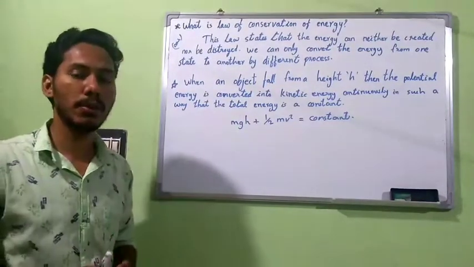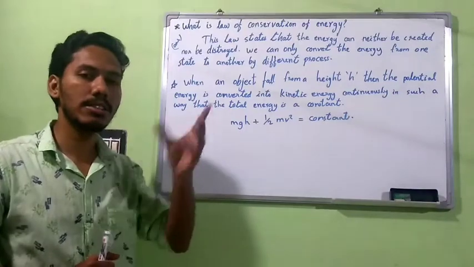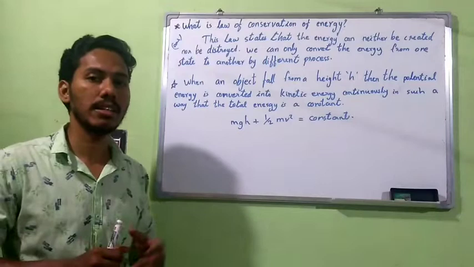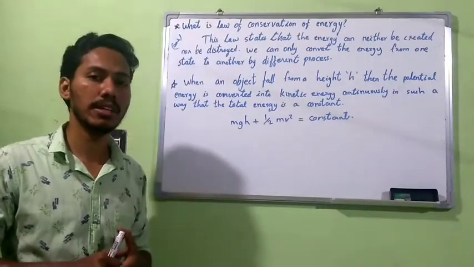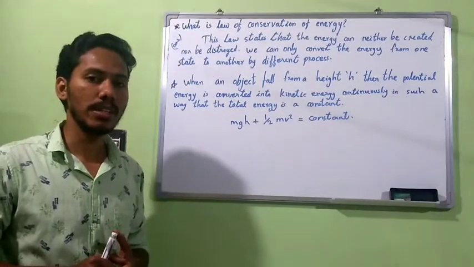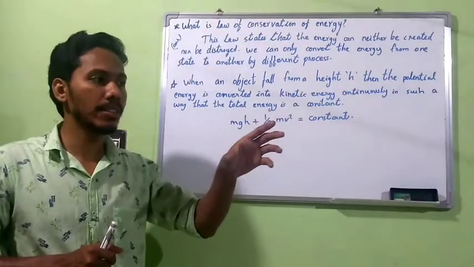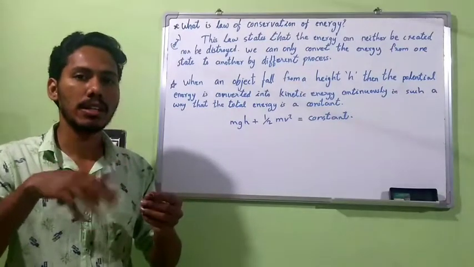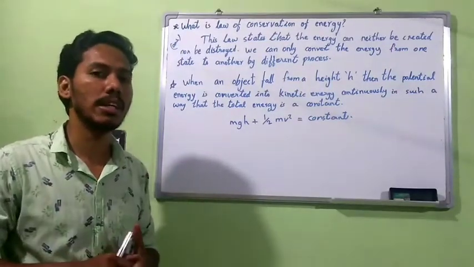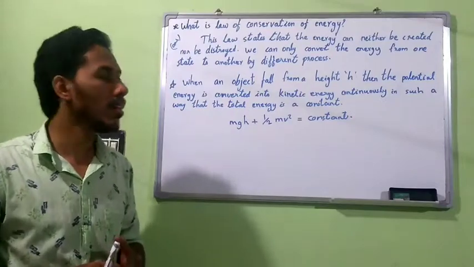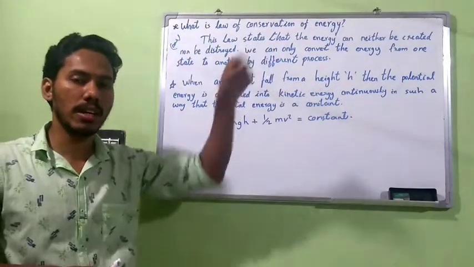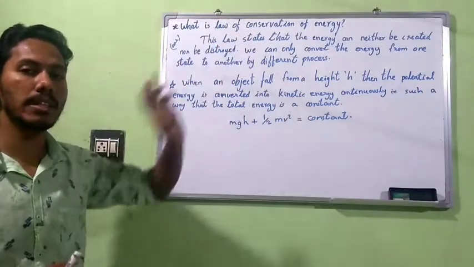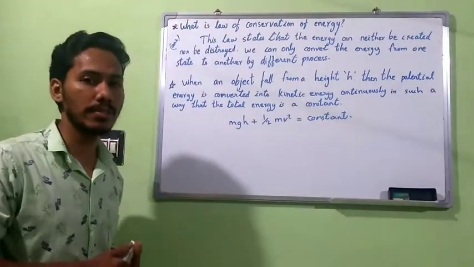How is electricity produced? Electricity is produced by an electric generator constructed at the side of a dam. The mechanical energy of the water flow is converted into electrical energy by using an electric generator. So there is a conversion process. In the same way, energy can neither be created nor be destroyed, but we can convert it.